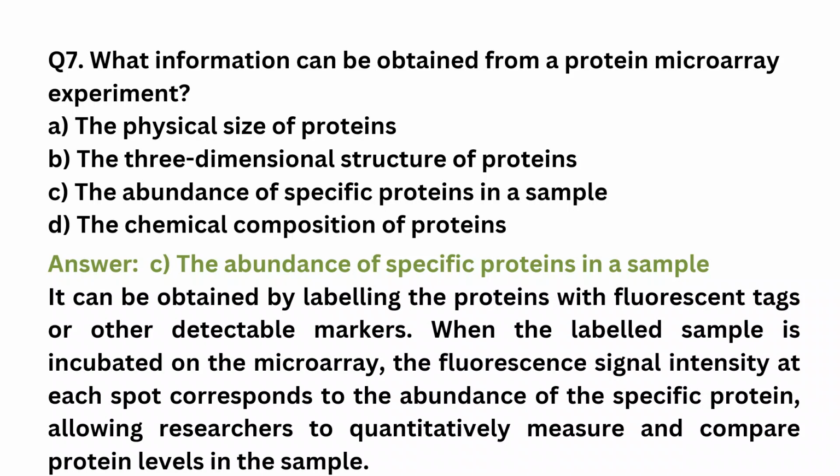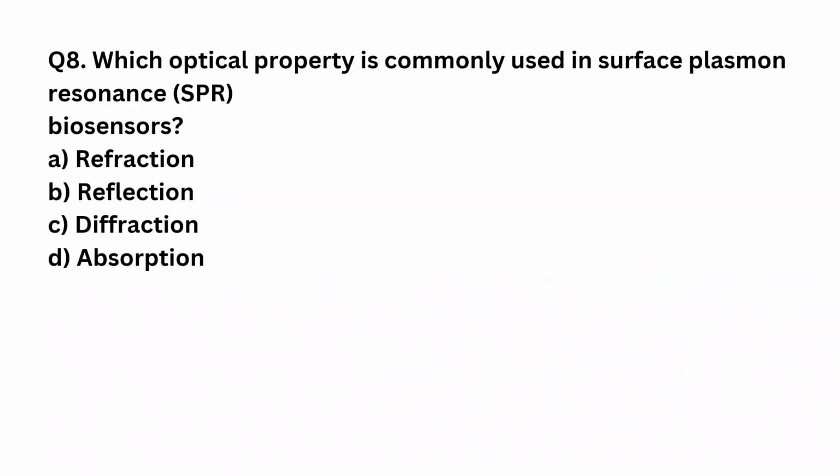So that's what abundance of specific proteins in a sample means. Which are the optical properties commonly used in surface plasmon resonance? We saw how SPR works.